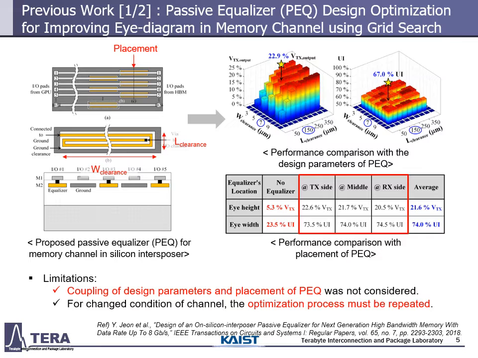However, there is a coupled relationship between passive equalizer design and placement, so I think they had to consider them together in the design of the passive equalizer. The most important thing is that the grid search optimization method is not reusable for a changed condition. Unless the memory channel of an HBM is fixed, engineers should repeat the grid search method for optimization.